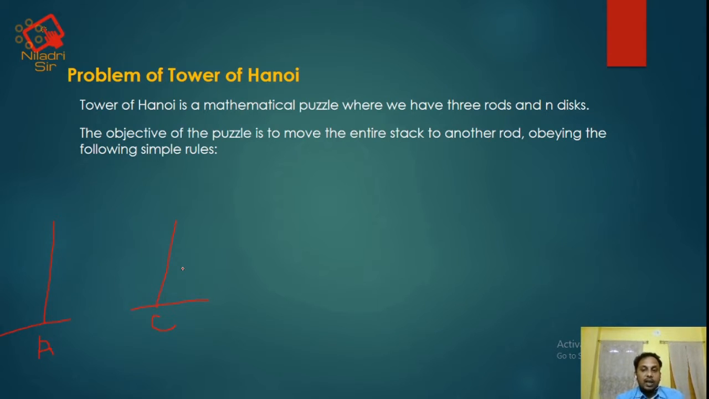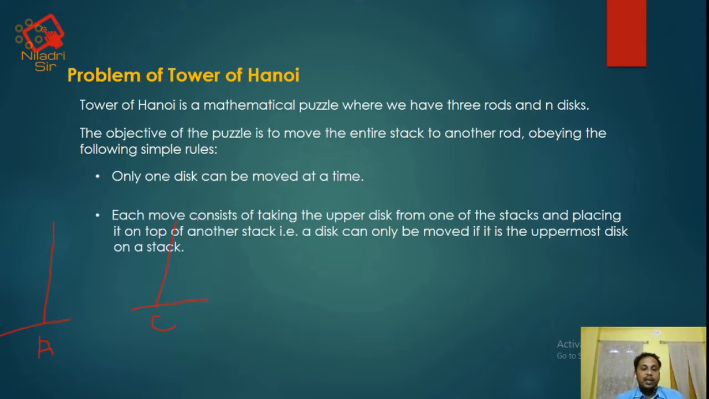So what are the rules for that? Only one disc can be moved at a time. If there are multiple discs at the A rod, we cannot take all the discs and transfer them all from A to C. We have to move one disc at a time from A to C. Next, each move consists of taking the upper disc from one of the stacks and placing it on the top of another stack.